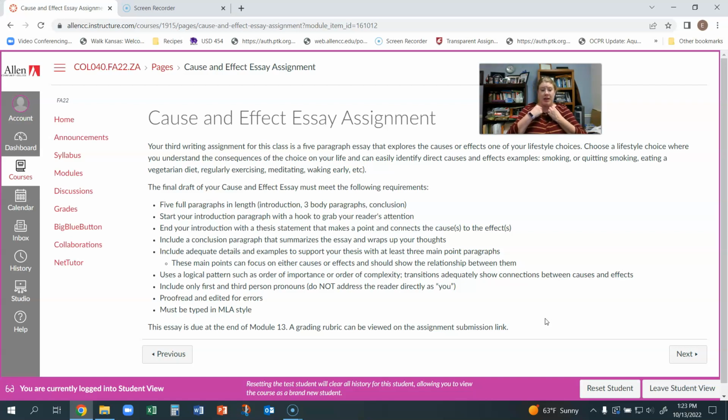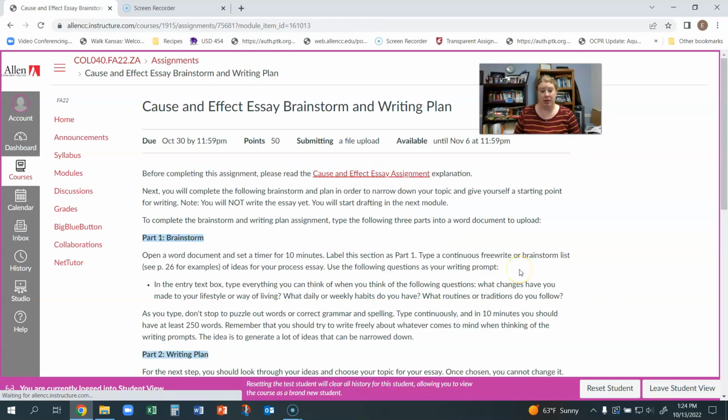You can use first person for this essay, but you can also use third person. It's a lifestyle choice that you made, so it does need to be about you as well as your choices and why you made them. But you can also think about third person subjects as well. And then obviously we're putting it in MLA style in order to turn it in.